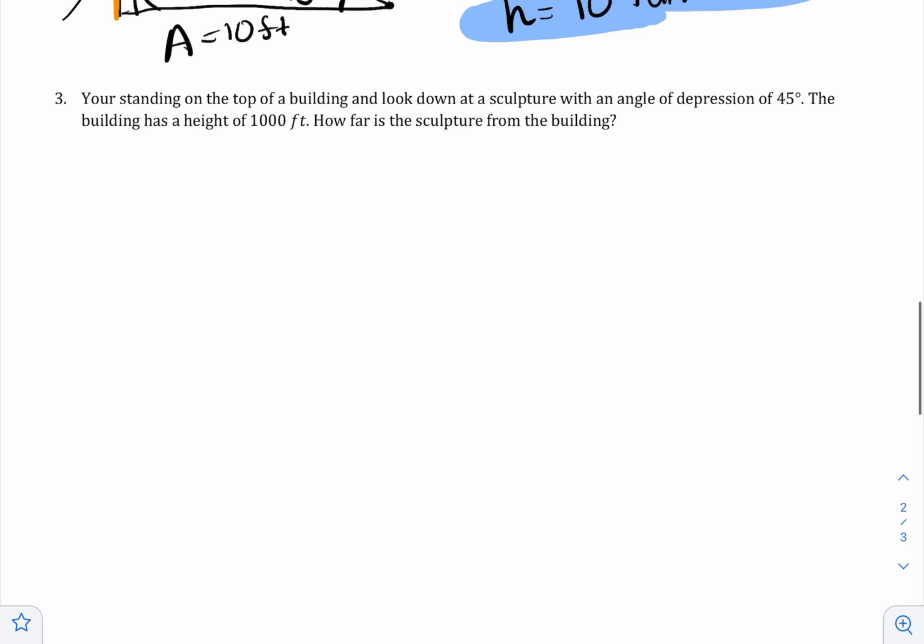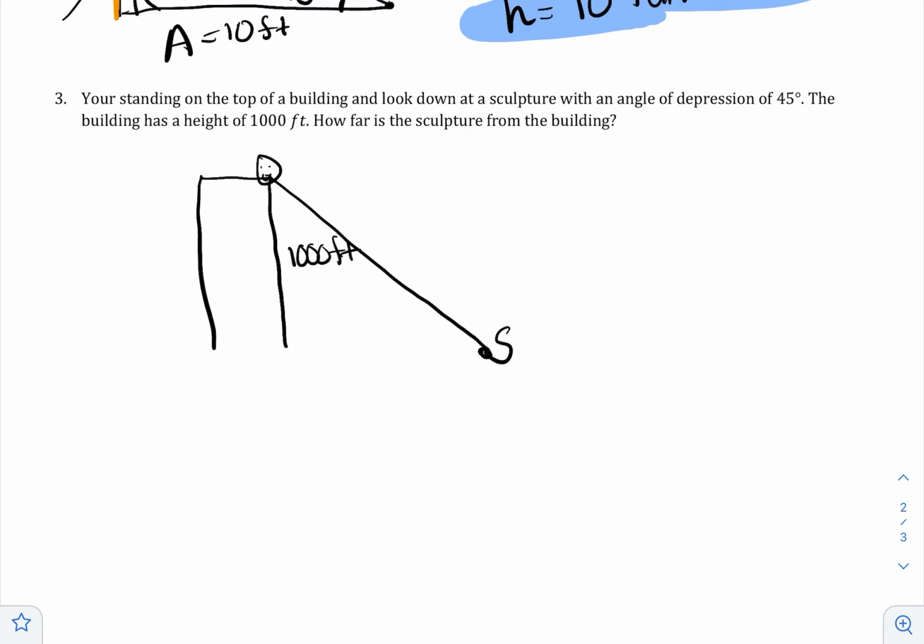You're standing on the top of a building and look down at a sculpture with an angle of depression of 45 degrees. The building has a height of 1,000 feet. How far is the sculpture from the building? Okay, so you're in a building. This is you. Yay. And you see a sculpture. It tells you that the building is 1,000 feet tall. You need to look down to the sculpture because you're on top of the building. And it wants to know how far the sculpture is from the building. So this is x.